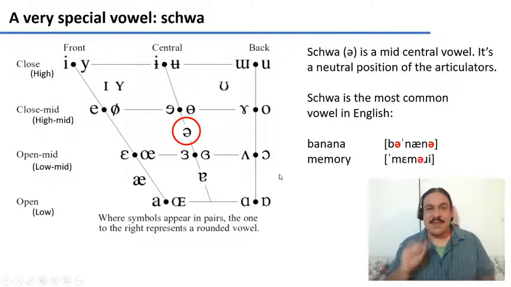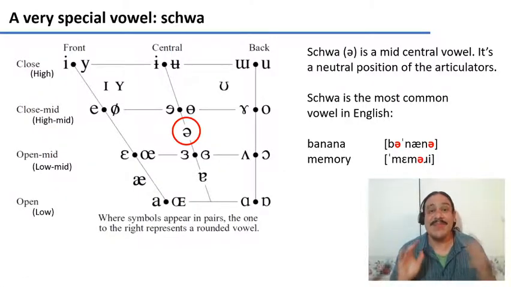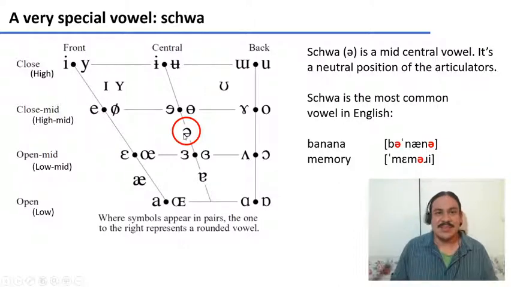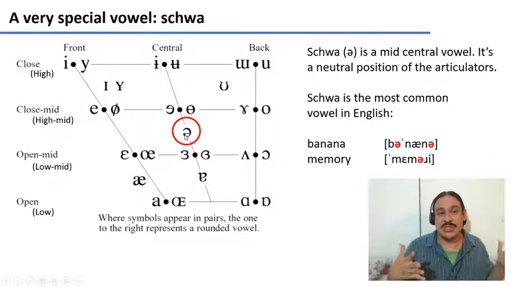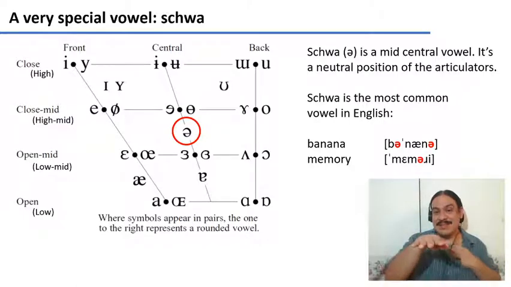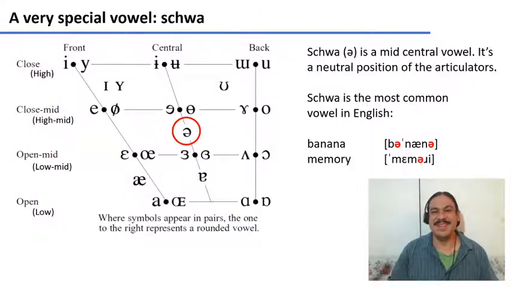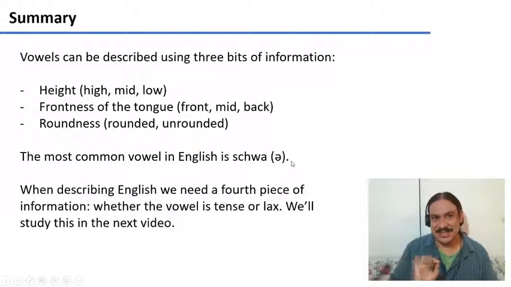By the way, there's a very special vowel, which is the most common vowel in English, which is the schwa. This one is like the most neutral position, where your tongue is in the middle, both in the middle from front to back, and in the middle from high to low. This is the vowel in the first and last syllables of banana. This is the one in the second syllable of memory. So the schwa is the most common vowel in English.